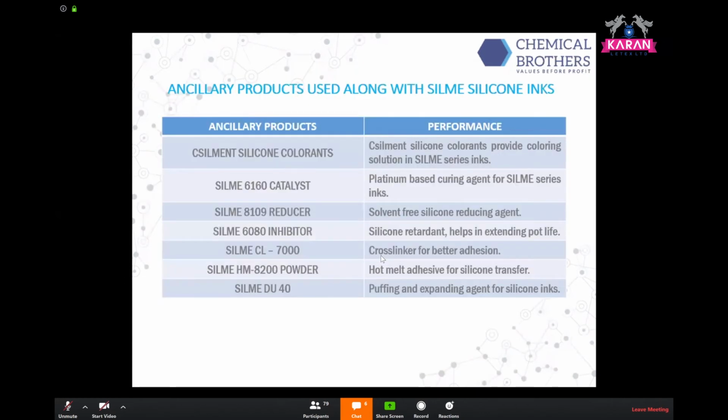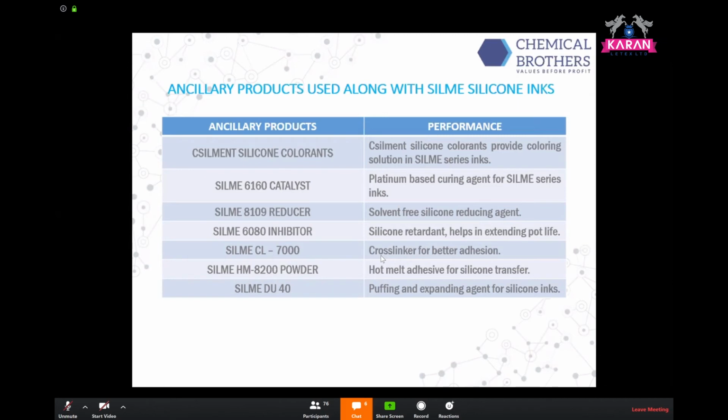So move to next slide. We have ancillary products also, which are used along with the Silme series inks. As we can see, Silme 6160 catalyst is used as a catalyst curing agent in the Silme series inks. We have Silme silicone colorants for the coloring application in the Silme series inks. Then we have Silme 8109 reducer, which is a solvent-free silicone reducing agent. So whenever we require reducing, we can use 8109 reducer. Then we have an inhibitor to extend the pot life of the silicone Silme series inks.